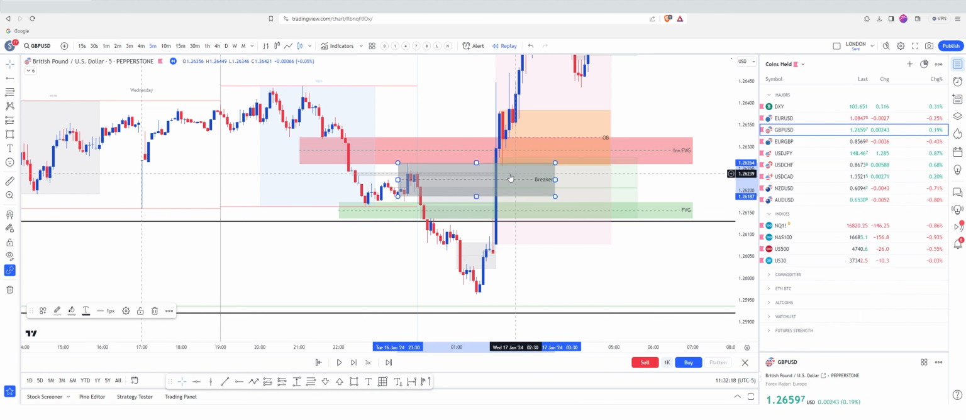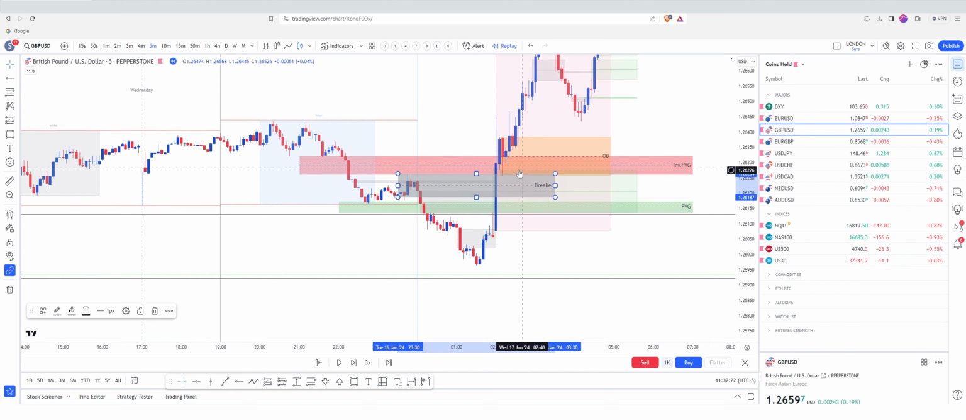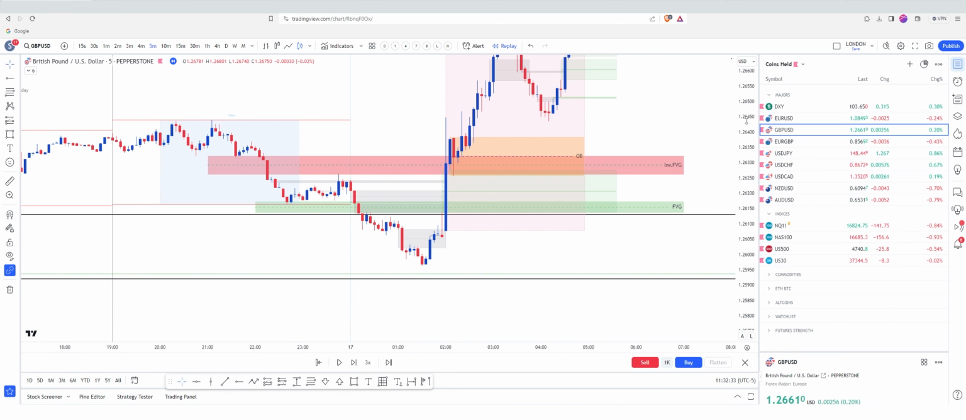We did have a fair value gap inside this breaker block. It was tapped perfectly and then price accelerated away. Stop loss would need to be down here somewhere. So potentially if you were bullish, that would have been the entry. Again, if you were just following displacement, potential entry there, but again, not part of my plan.